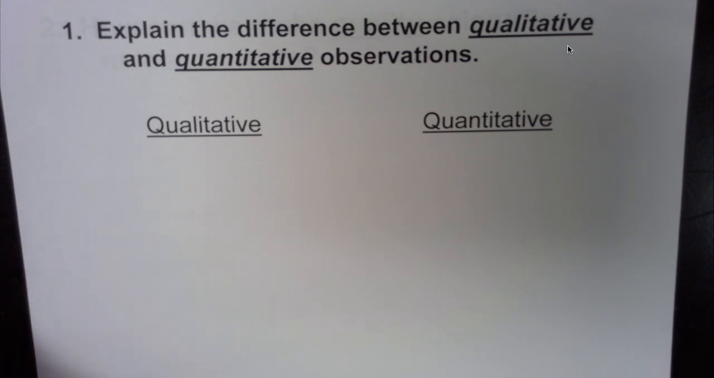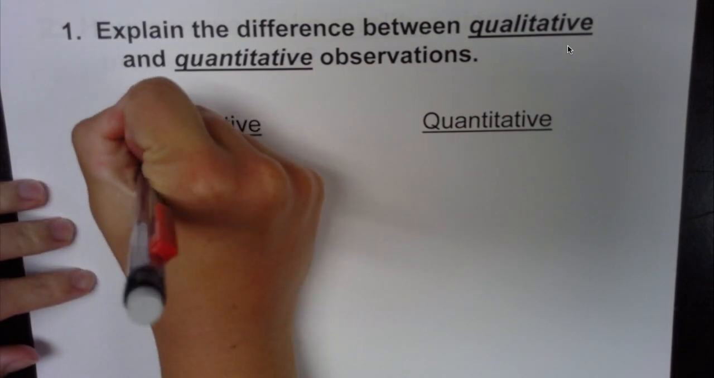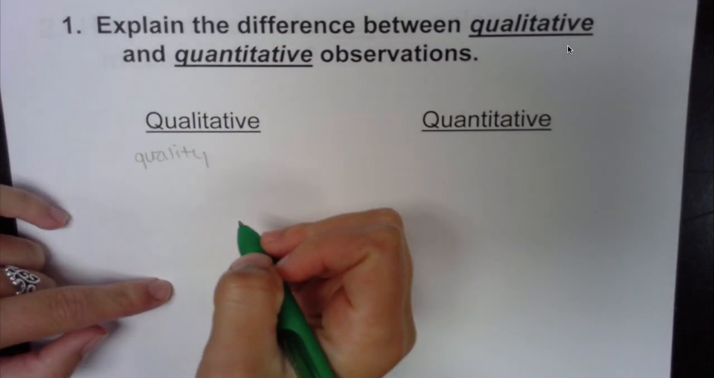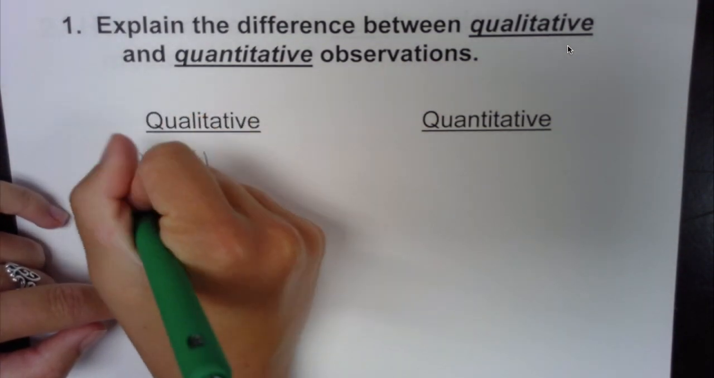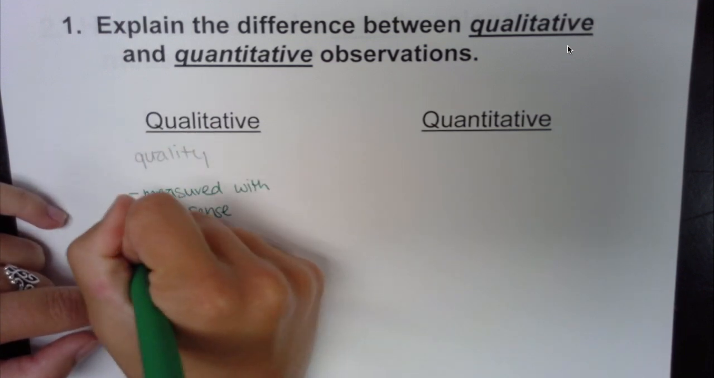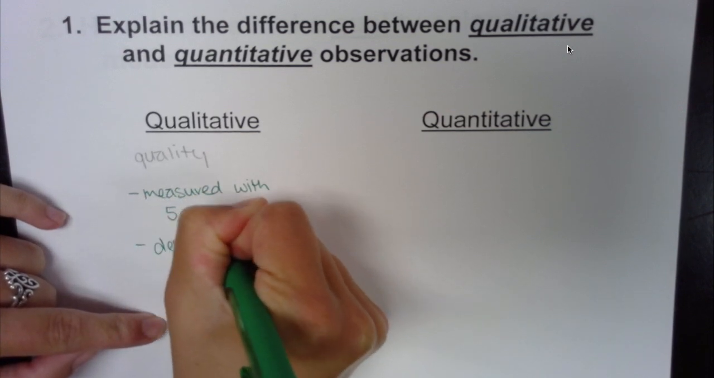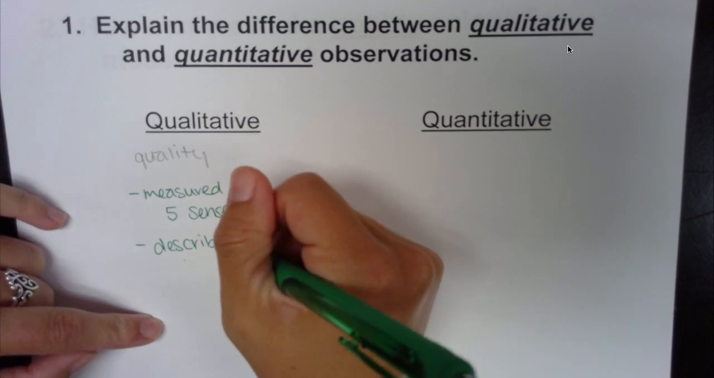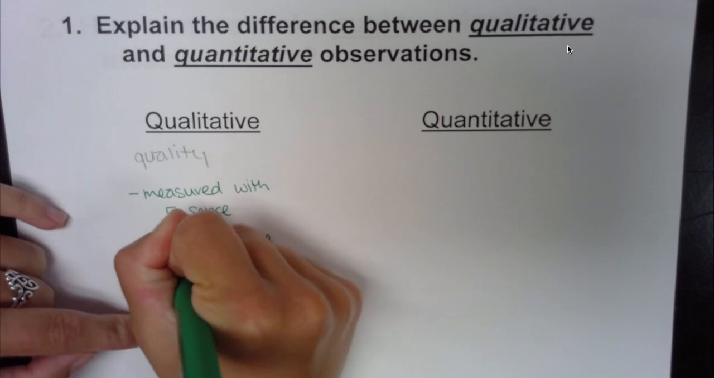So when we are thinking about the observations that we make, we can think about them in two different ways. We can think about them as a qualitative measurement. So qualitative is based on the quality of the substance. When we are thinking of the quality of a substance, we are thinking about things that can be measured with the five senses, and it describes the quality of the substance. So whether something is red, whether it smells, whether it's cold, that all describes the quality of that substance.